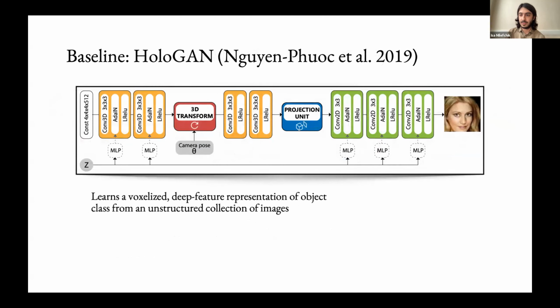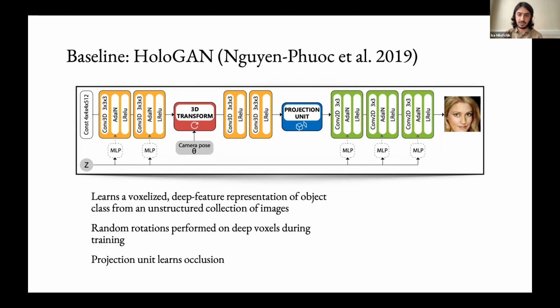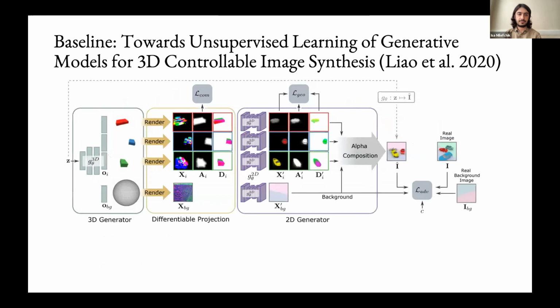HoloGAN is a somewhat similar method, but instead it learns a deep feature voxel representation of the object class. And during training, it performs random three-dimensional rotations on that voxel space. And the hope is that that rotation is going to map to a 3D rotation for the object in the image. And then it has a projection unit, which learns occlusion. And again, it discriminates on the 2D output.